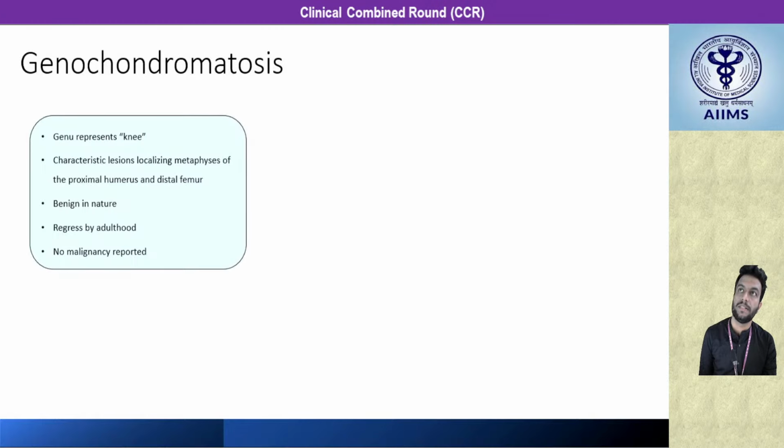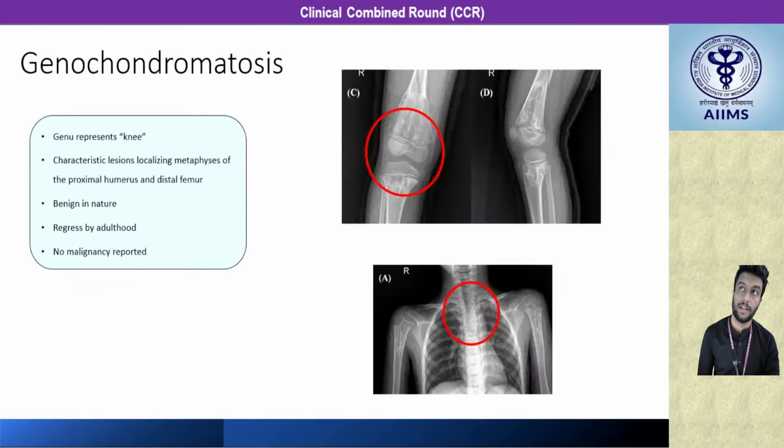In genochondromatosis, the 'geno' represents the knee, because when the first case was described, symmetrical lesions were noted in the lower end of the femur and upper end of the tibia, and subsequent cases were reported with the same symmetrical involvement. Hence such a name was given. The calcific lesion involves the metaphyseal region and is benign in nature. It may regress by adulthood, but no malignancy has been reported till now.